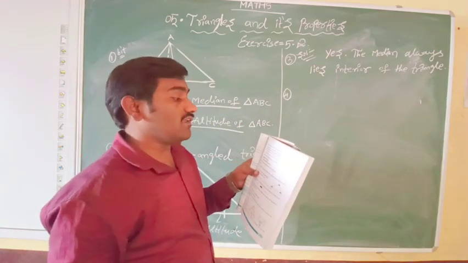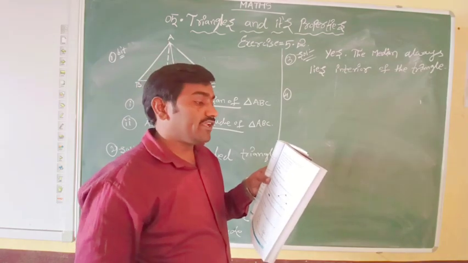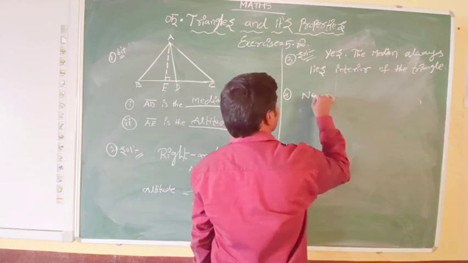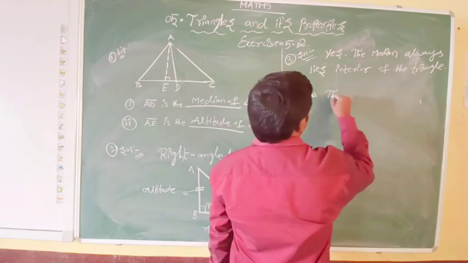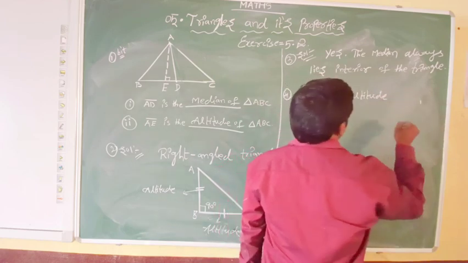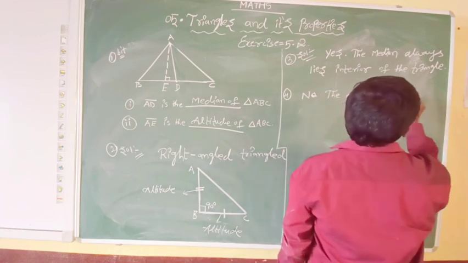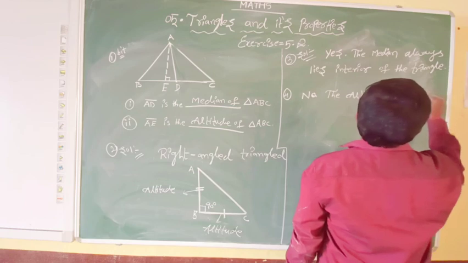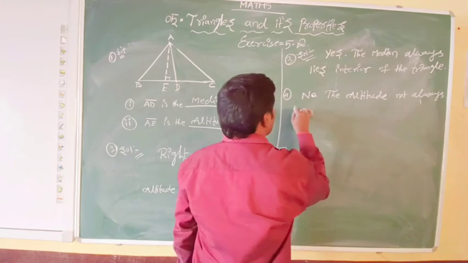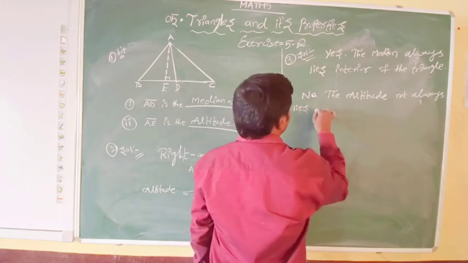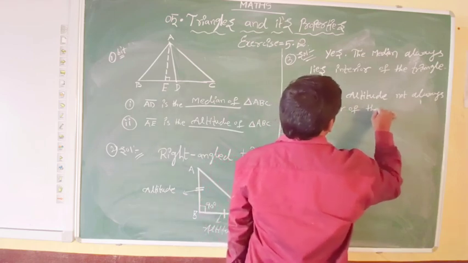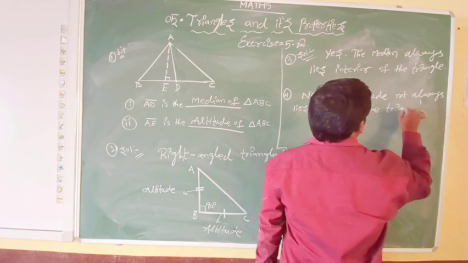Here, the fourth question. Does an altitude always lie in the interior of the triangle? No. Not always. No. The altitude does not always lie in the interior of the triangle. Not always.